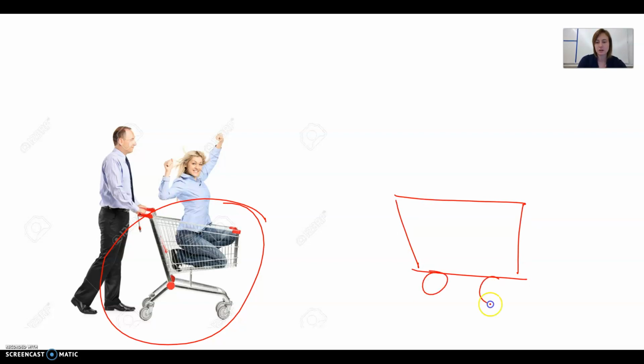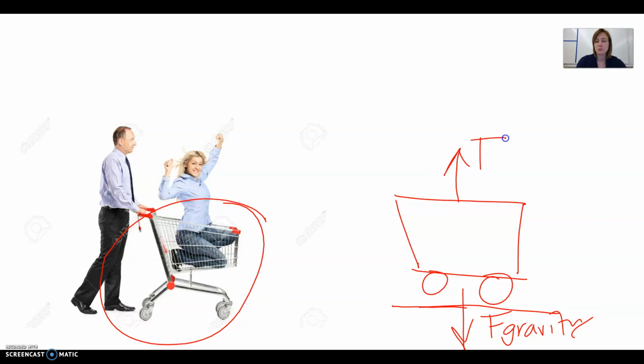So I'm going to go ahead and draw the cart going on the ground. And since we're on Earth, we can be pretty sure that we've got gravity. So big F for force, little word gravity, pulling down. And then the opposite of gravity is going to be normal force. So big F for force, little word normal. That is the force of the ground pushing back up on the wheels of the cart.